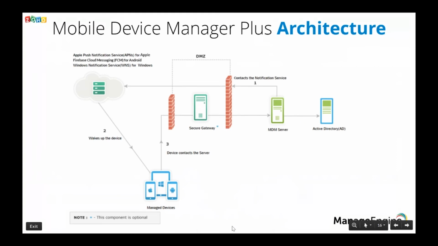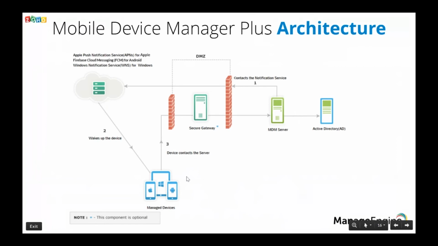So this is the Mobile Device Manager Plus architecture, and it consists of 3 main components: the MDM server, the notification services, and your managed devices. So first, the MDM server will contact the notification services. That is your Apple Push Notification Service for Apple, Firebase Cloud Messaging for Android, and your Windows Notification Services for Windows. Now, these notification services will then wake up the devices, and the devices will in turn contact the MDM server for any tasks that need to be done on them.